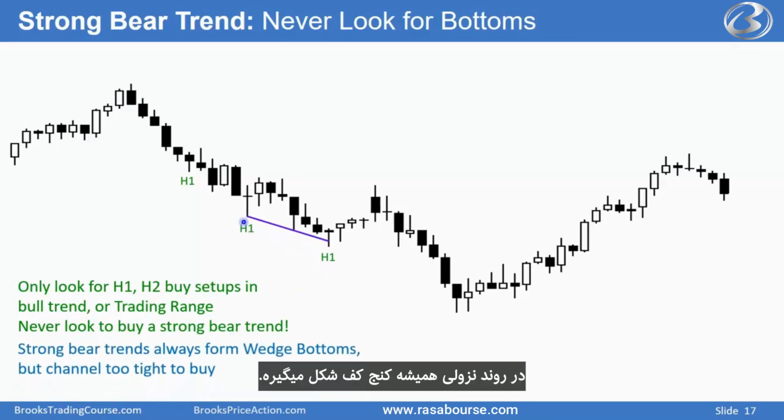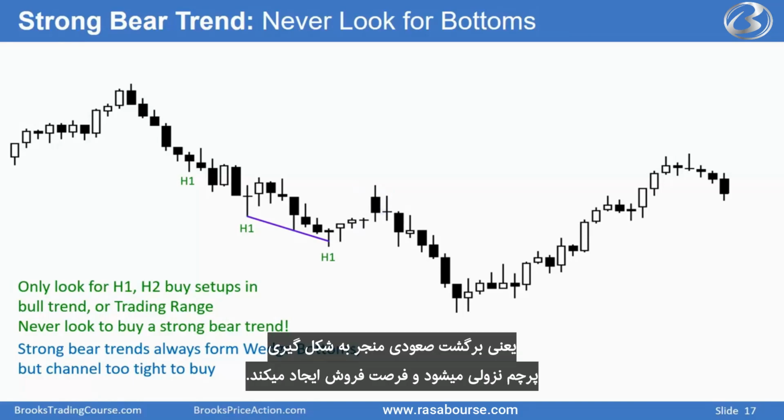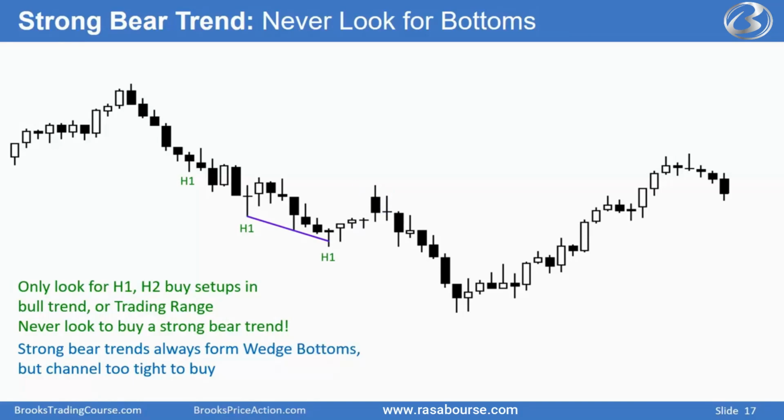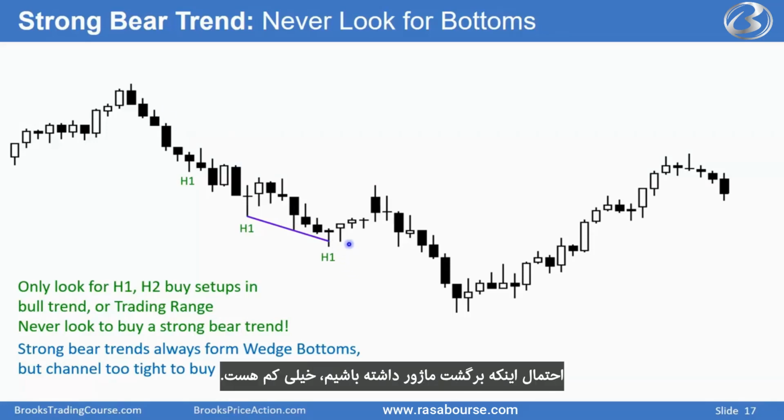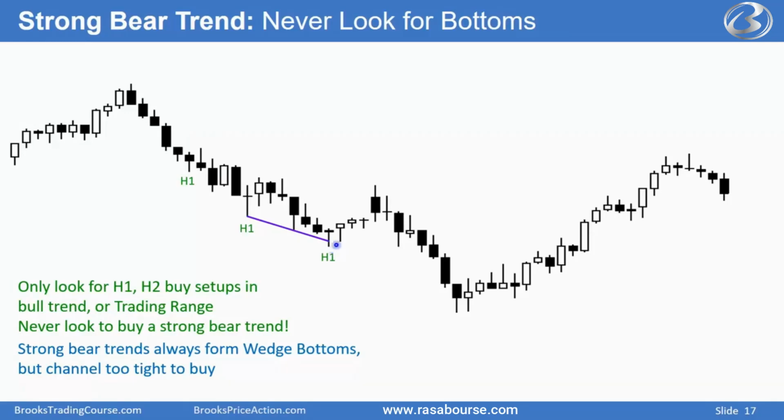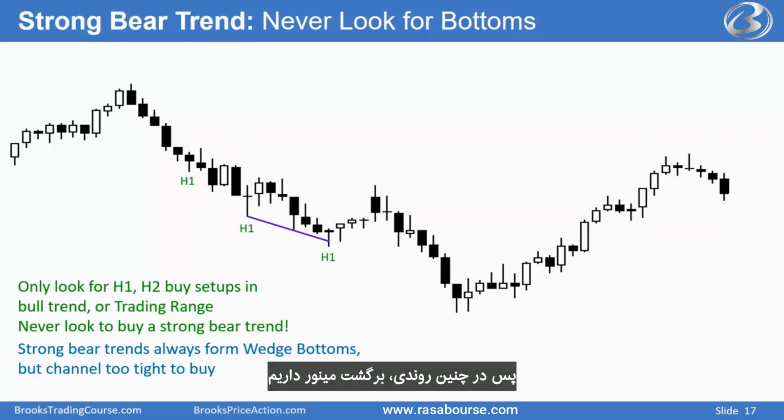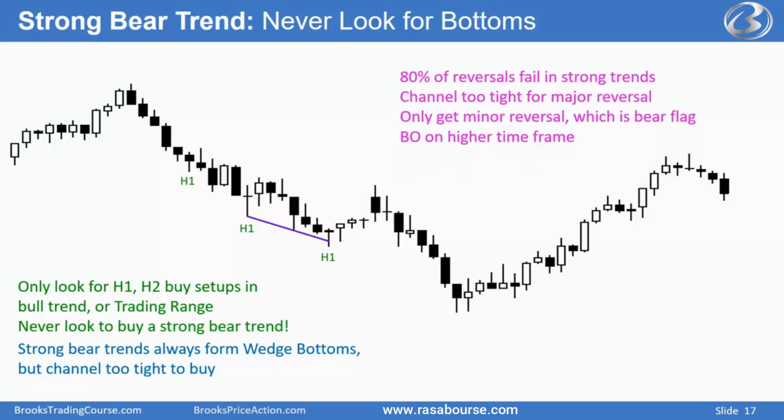Bear trends are always forming wedge bottoms, 1, 2, 3. And the channel is so tight here that the odds are the reversal is only going to be minor and create a bear flag, a selling opportunity. Remember, 80% of reversals in strong trends fail. And when the channel is this tight, the chance of a major reversal is small. So you're only going to get a minor reversal, which means a bear flag.